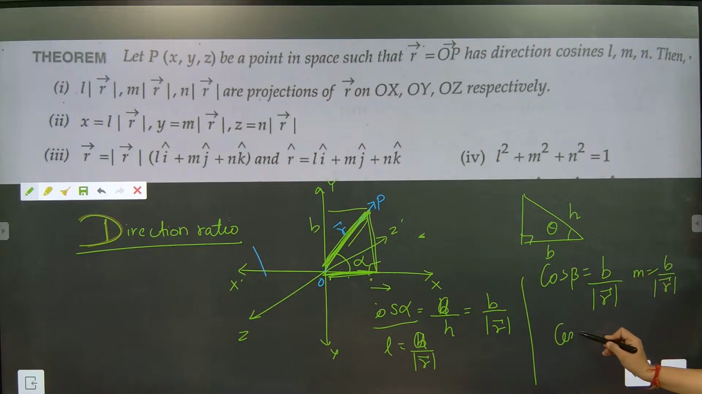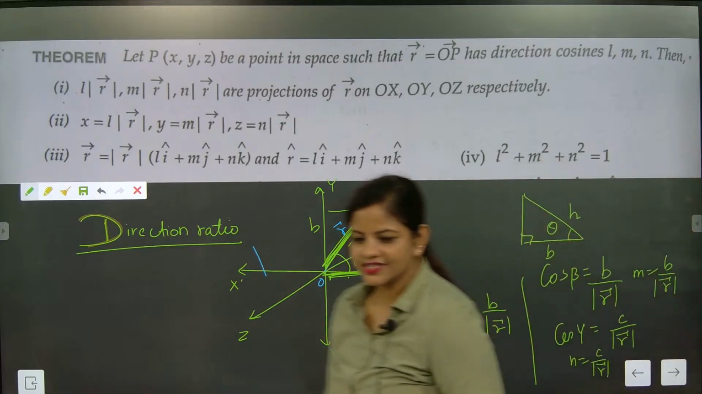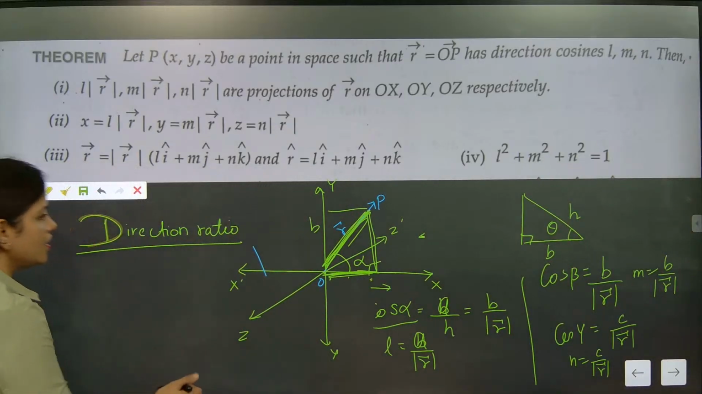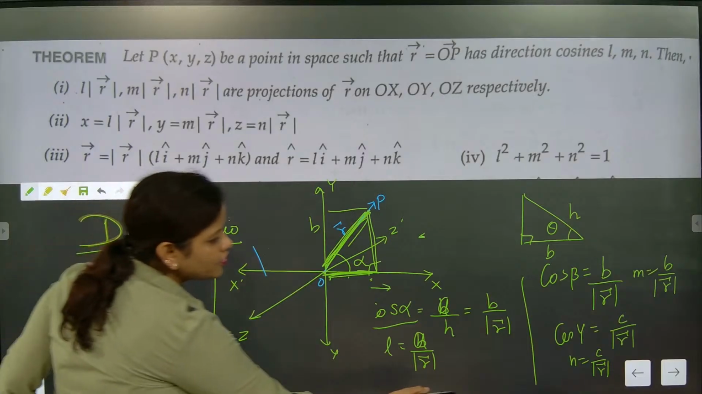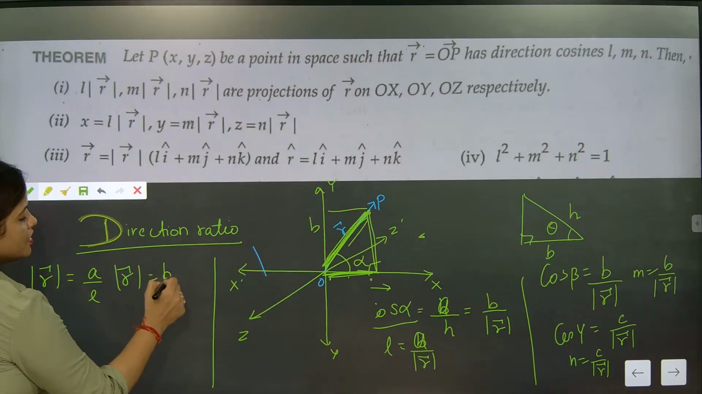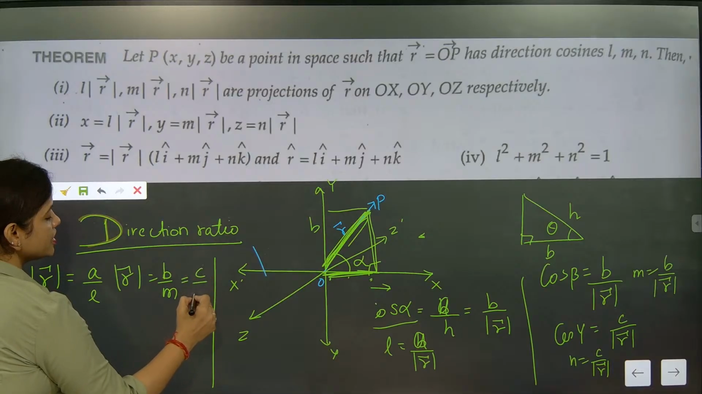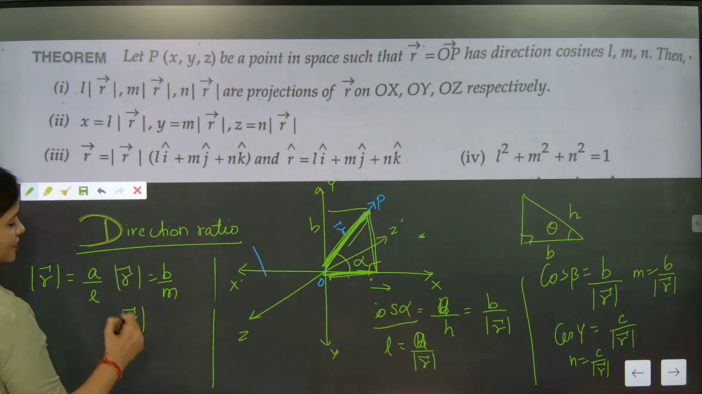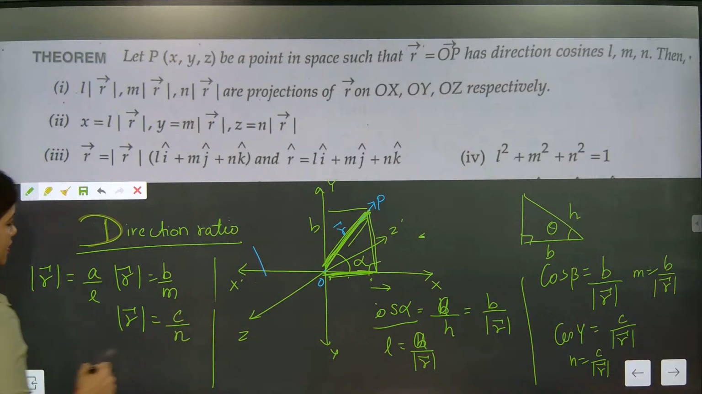Now what is cos gamma? Cos gamma is C by the magnitude of R vector. And N is equal to C by the magnitude of R vector. You got it along the x-axis, y-axis and z-axis. So if I want to write in terms of R vector, R magnitude is equal to A by L, R magnitude is equal to B by M, and R magnitude is equal to C by N. So that means A by L is equal to B by M is equal to C by N.